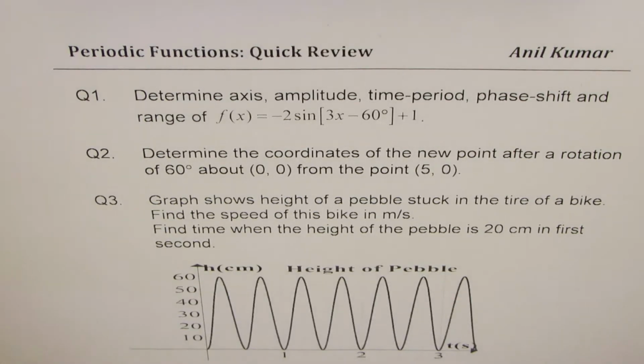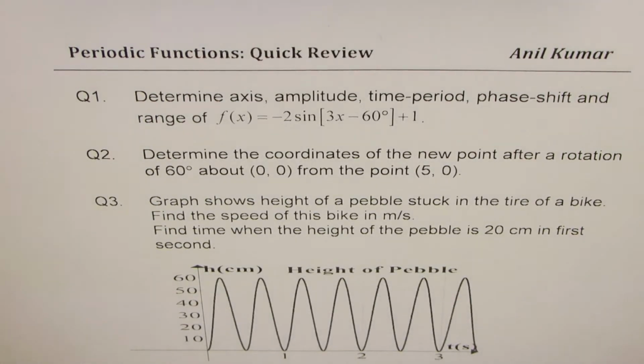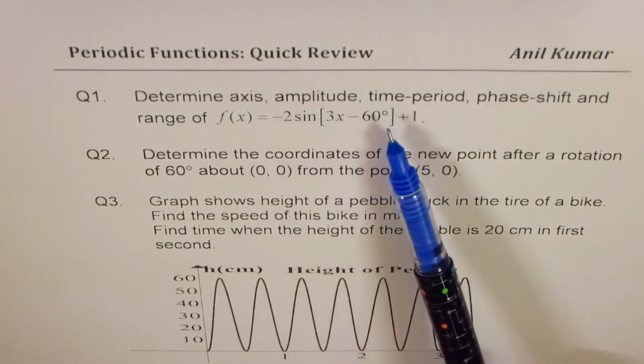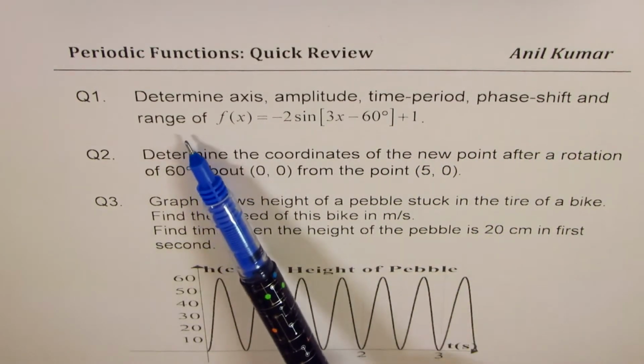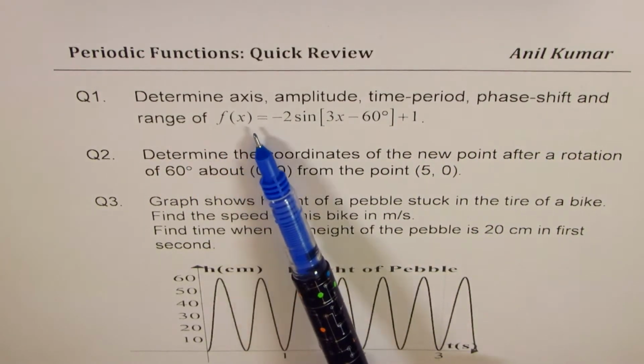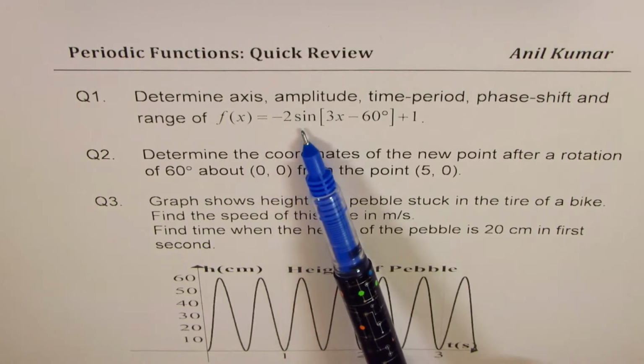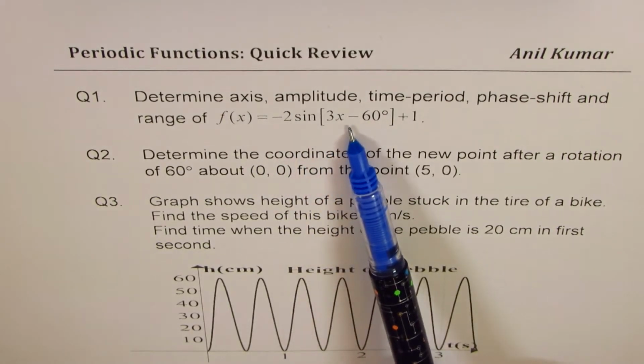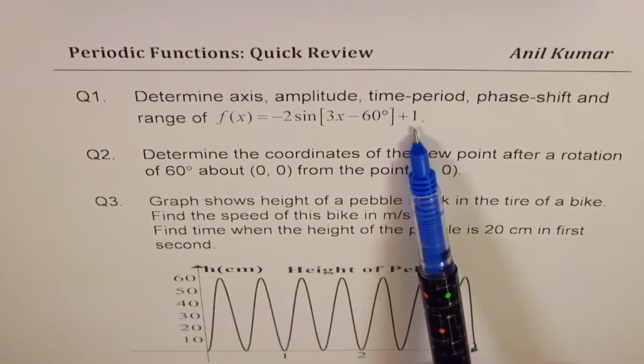I am Anil Kumar. In this video, with the help of these three questions, I am going to review basic concepts about periodic functions. Question number 1 is, determine axis, amplitude, time period, phase shift, and range of the function f of x equals minus 2 sine (3x minus 60 degrees) plus 1.